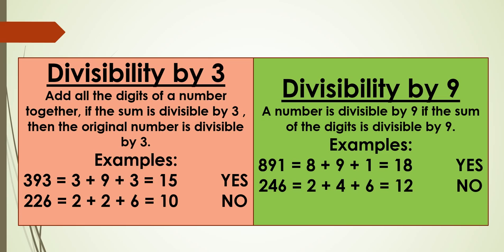246. 2 plus 4, 6. 6 plus 6, 12. 12 does not come in the table of 9. So 246 is not divisible by 9. So these are two tests. Divisibility by 3 and divisibility by 9 are the same. We have to do the same procedure. We have to just add up the digits in both tests.